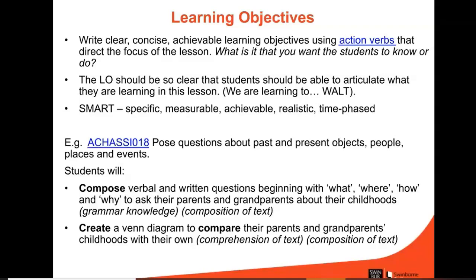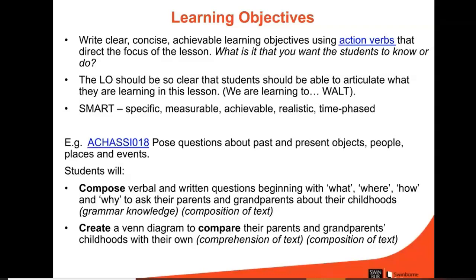Here's an example taken from the HASS curriculum. So by the end of the lesson, students need to be able to compose verbal and written questions, beginning with what, where, how, and why, to ask their parents and grandparents about their childhoods. So the understanding of those verbs as question stems, so this is a reflection of grammatical knowledge of questions, and composition of text, so composing questions or maybe an interview, a verbal or a written interview. This is students composing that text.